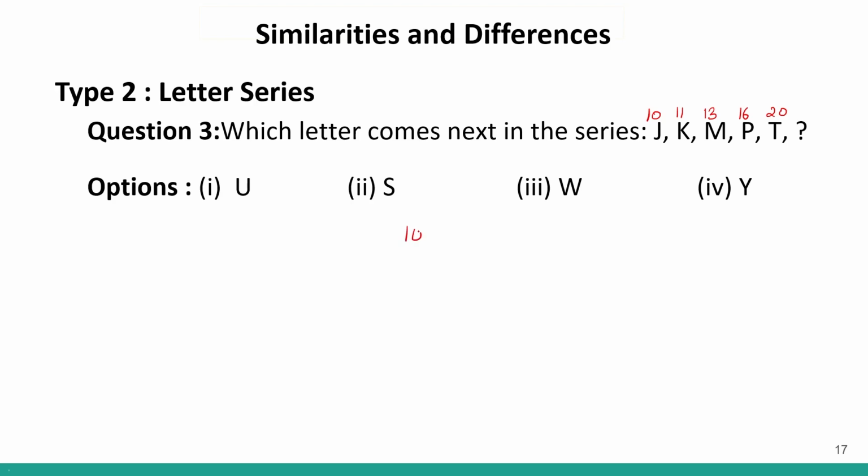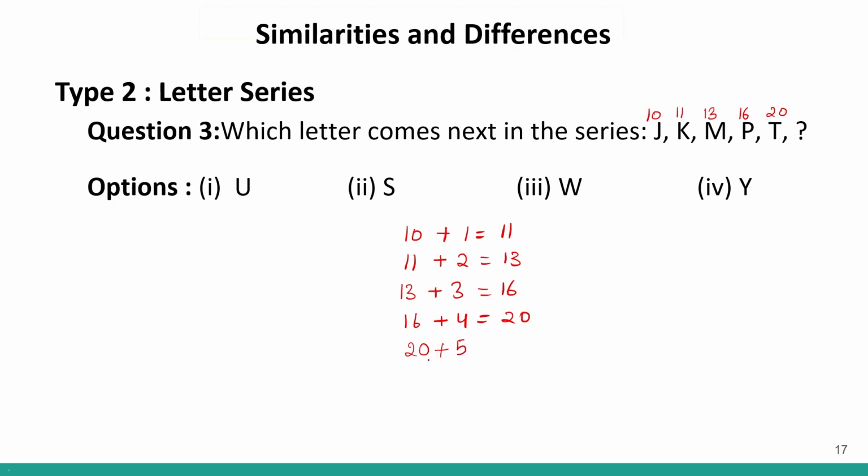So here I can see that if I move one position forward from 10, I'll get 11. If I move 2 positions forward from 11, I'll get 13th position. Similarly, if I move 3 positions forward from 13, I'll get 16th position. If I move 4 positions forward from 16, I'll get 20th position. So what we are doing, we are moving 1 position ahead, then 2 positions ahead, then 3 positions ahead, and 4 positions ahead. Similarly, we will move 5 positions ahead.